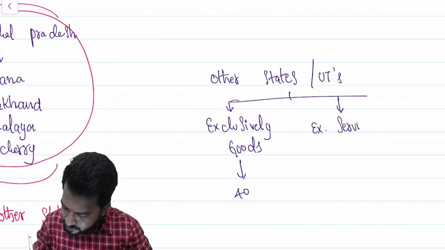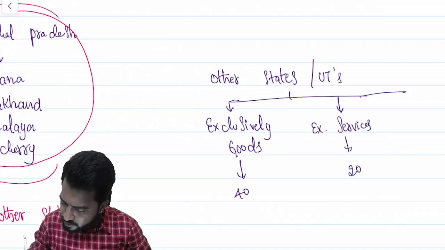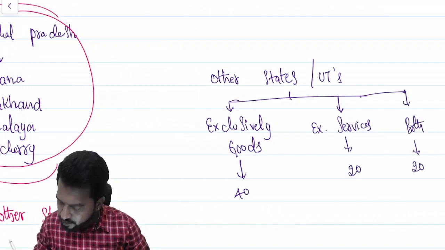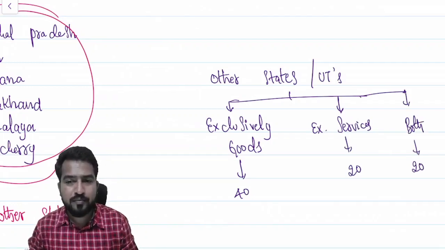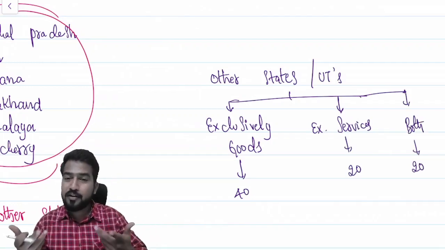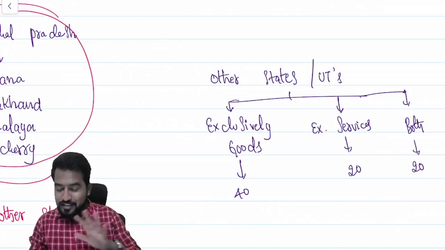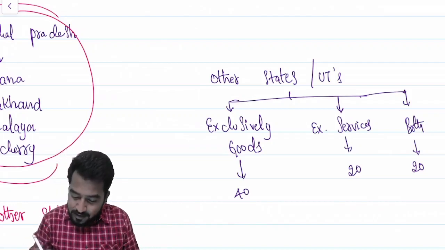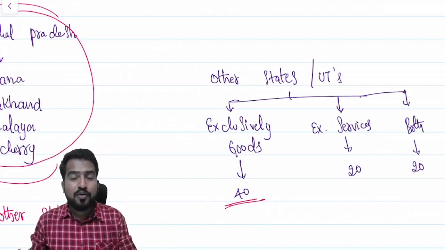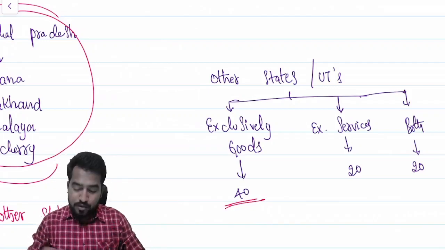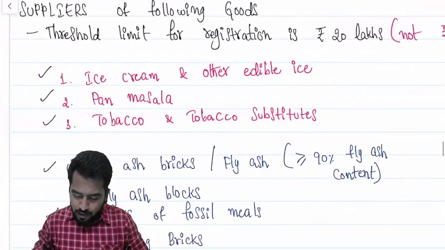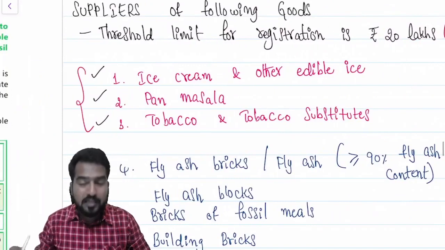Exclusively services, then it is 20 lakhs. Or you are dealing with both goods and services, then also it is 20 lakhs. While covering the amendment, I'm covering almost the entire section 22, I guess. So this 40 lakhs benefit was not available only to these three items earlier.